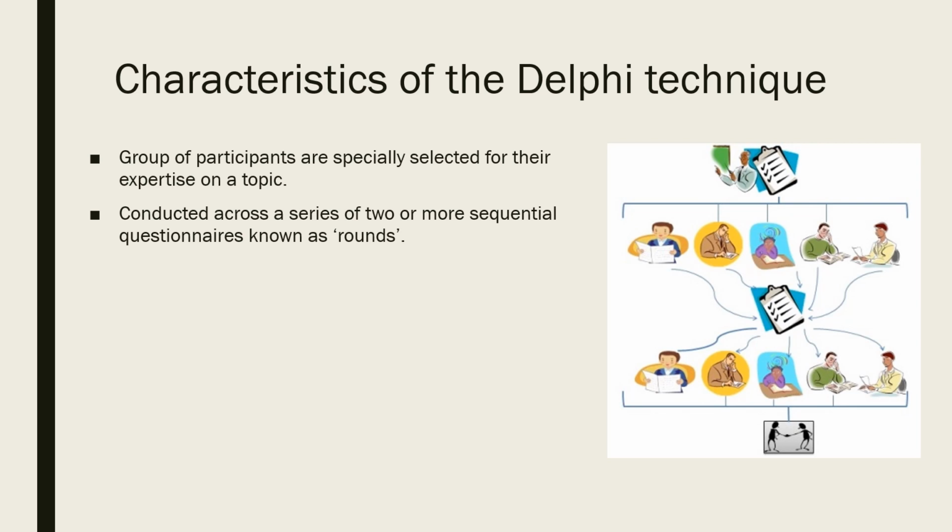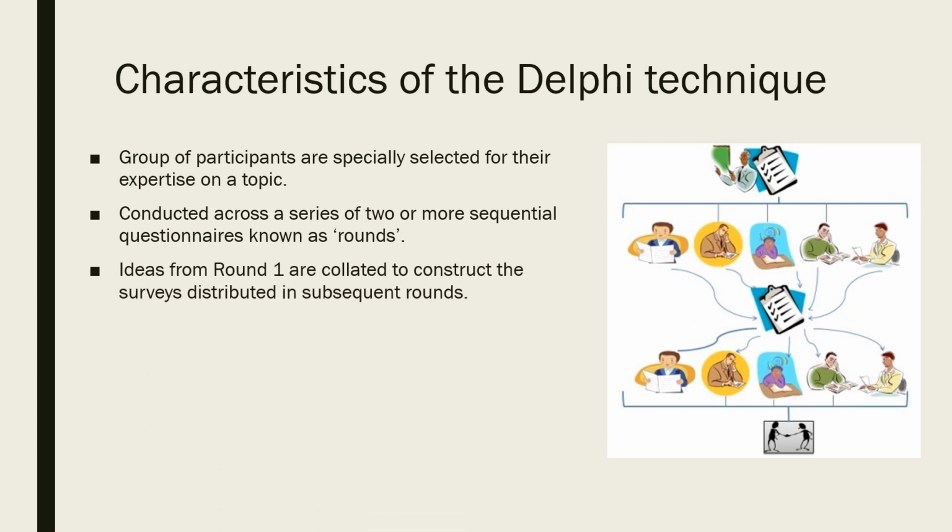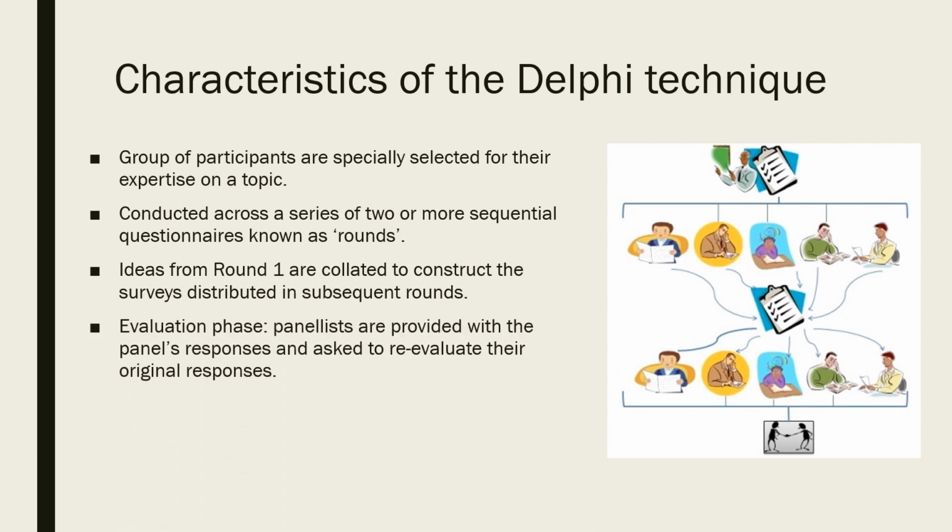It employs an initial idea generation stage in which panelists are asked to identify the range of salient issues. Ideas from round 1 are then collated to construct the surveys distributed in subsequent rounds. The Delphi technique also has an evaluation phase, where panelists are provided with the panel's responses and asked to re-evaluate their original responses. Finally, the Delphi technique is interested in the formation or exploration of consensus, often defined as the number of panelists agreeing with each other on questionnaire items. Let's look more closely at each of these steps in the Delphi technique.